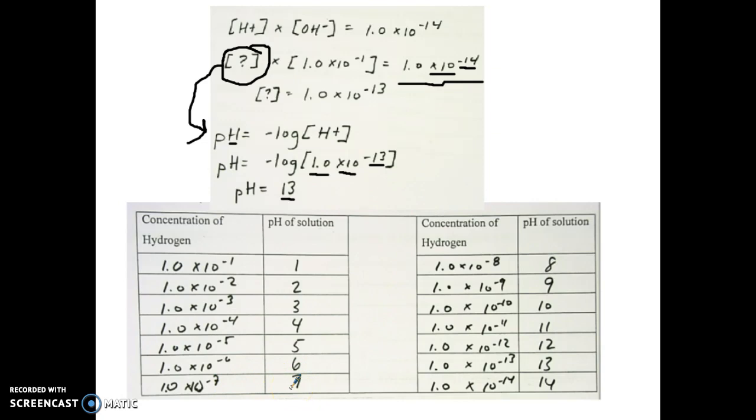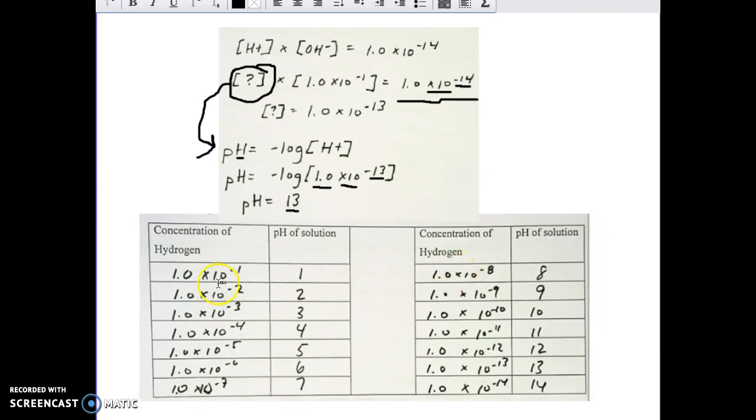So what we'll do is look at these concentrations compared to the pH. Many people, I'm not sure if you truly understand what the scientific notation of these is, so I will type out over here what this represents in decimals. This first one, 1.0 times 10 to the negative first, equates to 0.1. This next one, 1.0 times 10 to the negative second, that is 0.01.